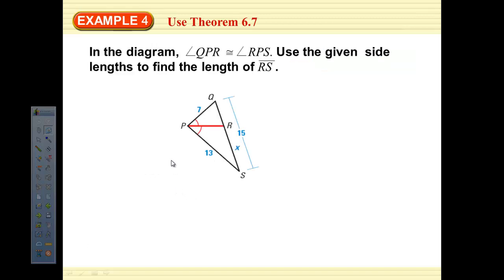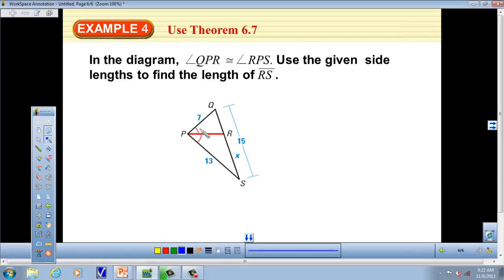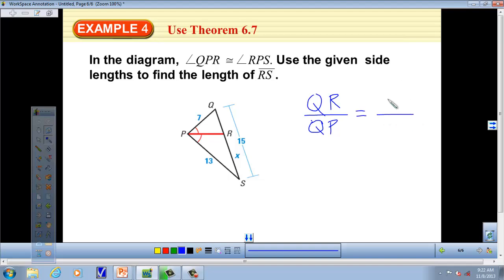And now we're going to look at theorem 6.7, which tells us, and people get confused by this, so please pay attention. If this is an angle bisector, then it actually cuts this segment right here, this side, into proportional parts. Now, what it's saying is basically QR over QP is equal to SR over SP. So again, this over this equals this over this.